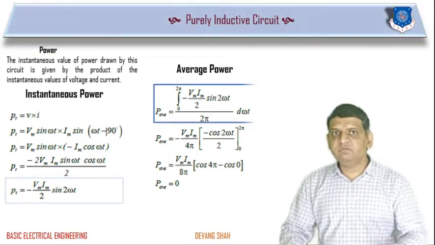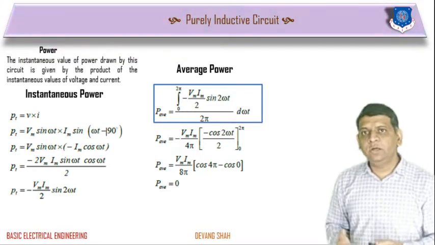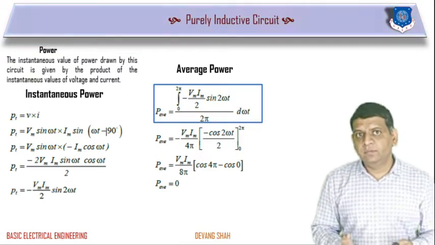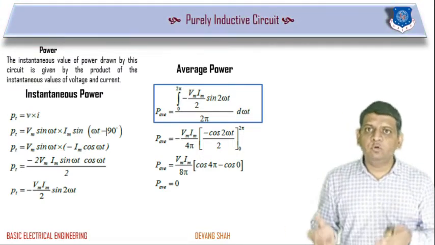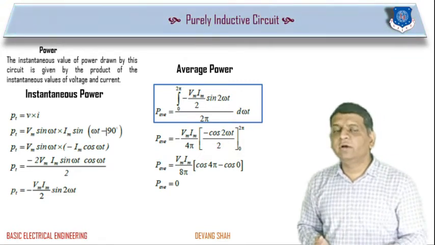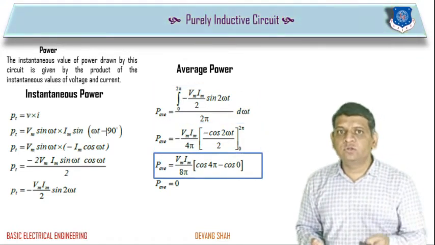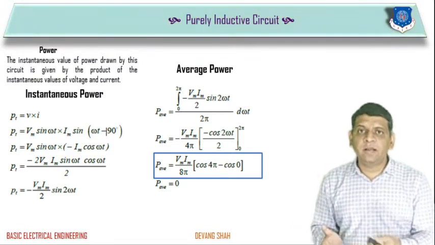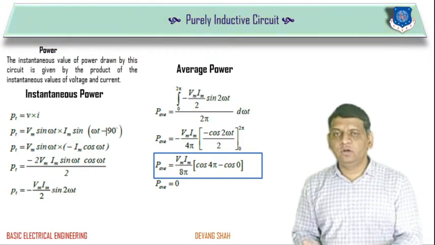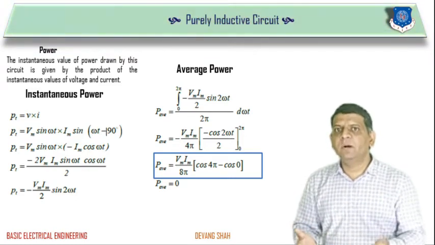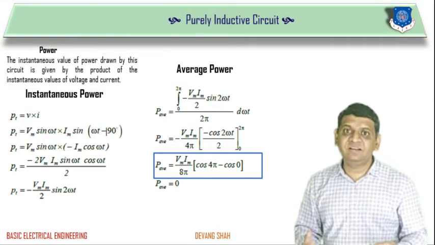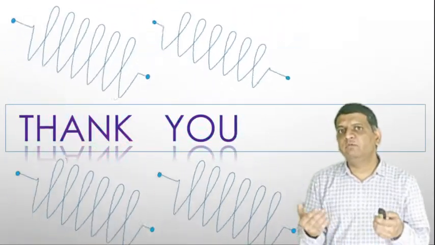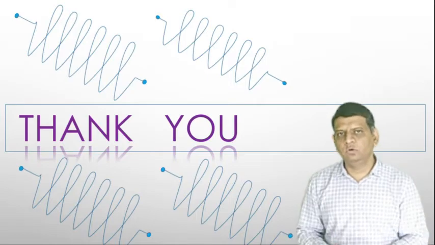So if you take the average value of power, P average is equal to integration from 0 to 2 pi of minus Vm Im by 2 into sin 2 omega t divided by 2 pi into d omega t. Since this is a fluctuating equation, the P average is equal to Vm Im by 8 pi into bracket cos 4 pi minus cos 0. So ultimately here the average value of power is equal to 0. Why? Because this is the reactive component. So the average value of power for a purely inductive circuit is equal to 0.